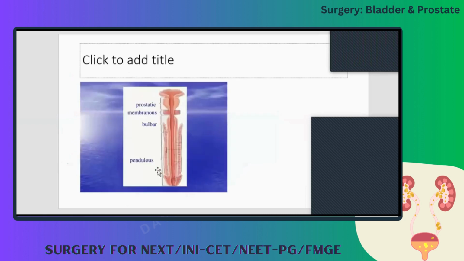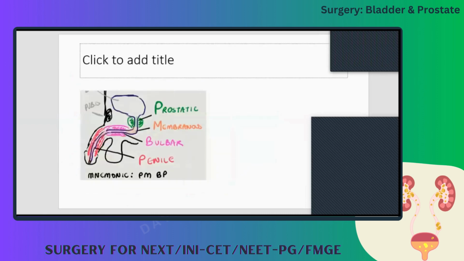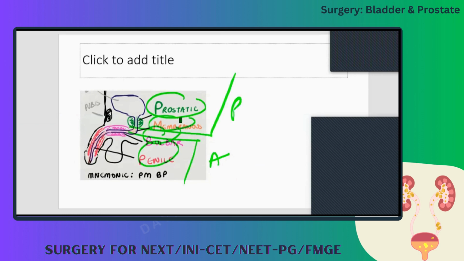PMBP. Okay. Simply remember this image: prostatic, membranous, bulbar, penile. The bulbar and penile are known as anterior. Prostatic and membranous are known as posterior. Okay.